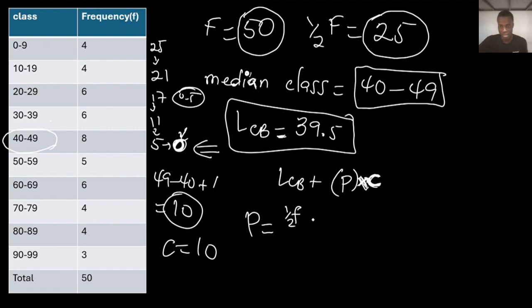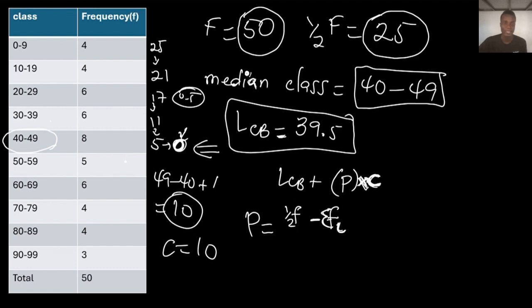Minus the sum of all frequencies before that class. Sum of all frequencies before that class. So I will call it sigma FL, L for lower. So it's the sum of all frequencies of the lower classes.